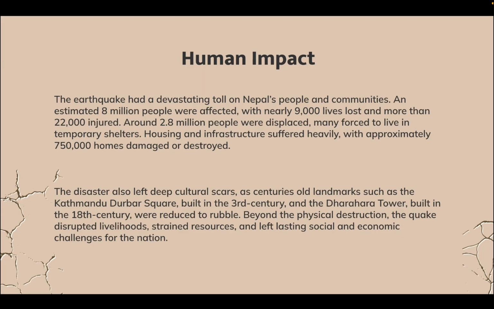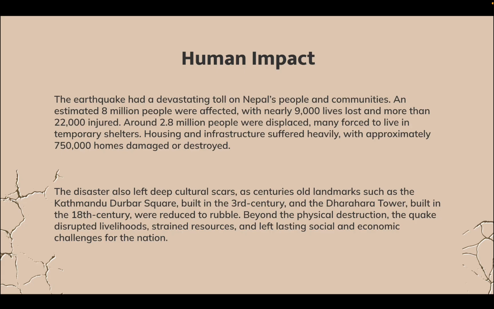The earthquake had a devastating toll on Nepal's people and communities. It wasn't just a geological event, it was a humanitarian crisis. Nearly 8 million people were affected, which is about a third of Nepal's population, and tragically, close to 9,000 people lost their lives and more than 22,000 were injured. About 2.8 million people were displaced from their homes, and many had to live in temporary shelters and tents for months. On top of that, around 750,000 houses were either damaged or completely destroyed.